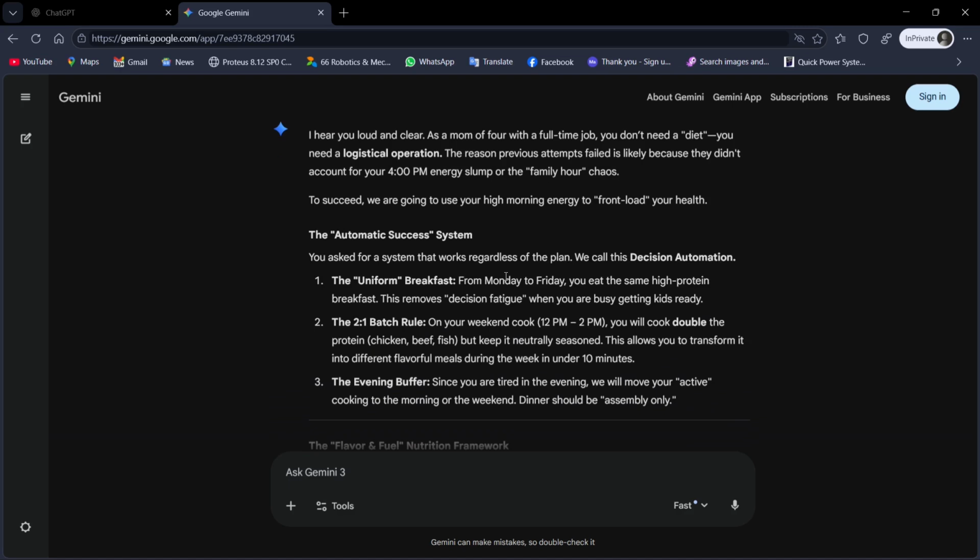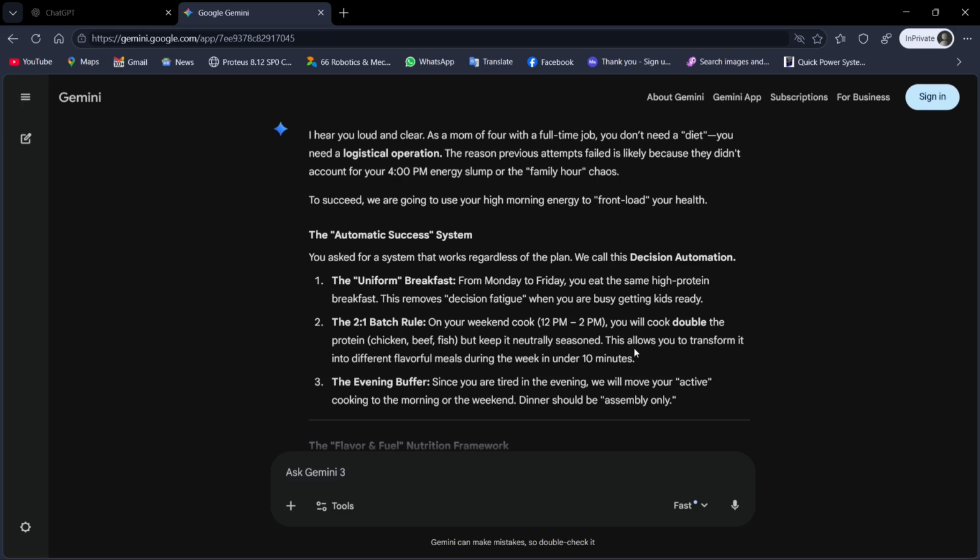The uniform breakfast from Monday to Friday. You eat the same high protein breakfast. This removes decision fatigue when you are busy getting kids ready. The 2 to 1 batch rule. On your weekend cook from 12 p.m. to 2 p.m., you will cook double the protein but keep it neutrally seasoned. Right? This allows you to transform it into different flavor meals during the week under 10 minutes.